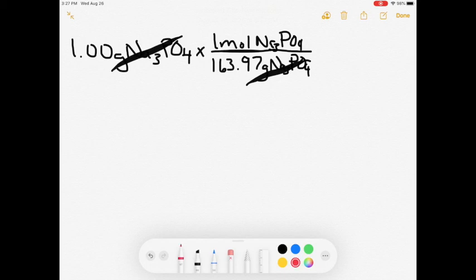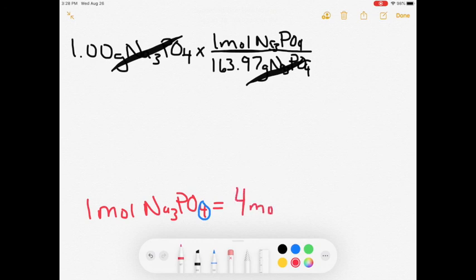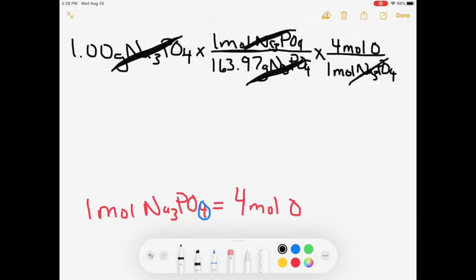Now let's come down here and make our conversion factor. If I have 1 mole of sodium phosphate, how many moles of oxygen do I have? I have 4 moles of oxygen. So there's our mole to mole ratio that we can make. Now I'm going to put that in up here. I want moles of sodium phosphate to cancel, so I'm going to put that in the bottom. Make sure you're writing these compounds and these elements out so you don't get confused. So sodium phosphate is going to cancel.